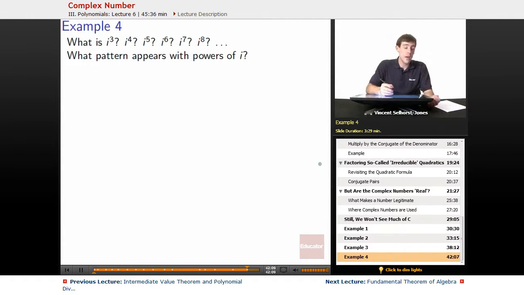Final example, what is i cubed? i to the fourth, i to the fifth, i to the sixth, i to the seventh, i to the eighth, and so on. What pattern appears as we go through these powers of i? So let's take a look at how as we work through it.